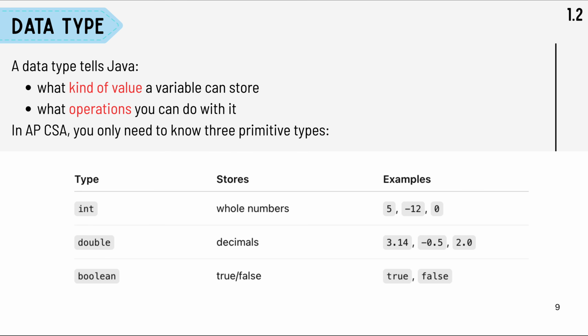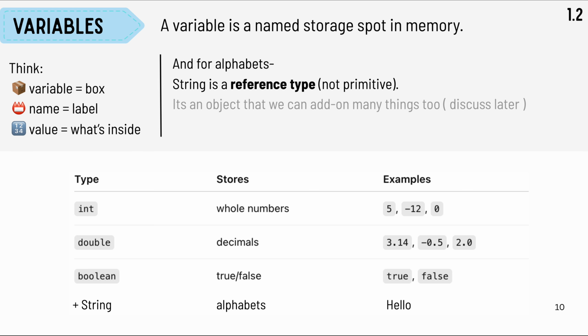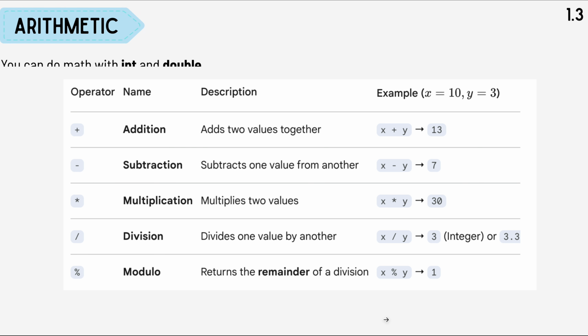Next thing I'll be covering is data types. It's one of the simplest things. There are 3 primitive data types in Java that you need to know for CSA. They're int, double, boolean. Ints are whole numbers, doubles are decimals, and booleans are true or false. And there is one reference type, which is String, that contains letters or basically anything that's in quotes.